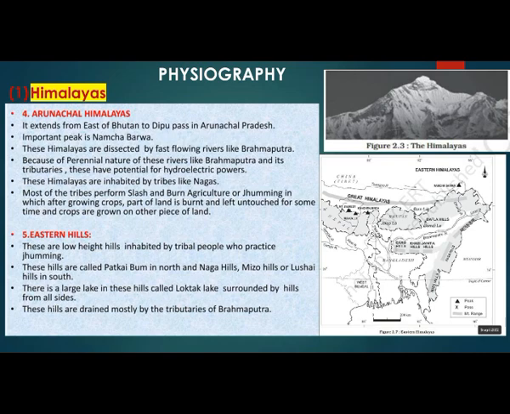These hills are called Patkai Bum in the north, Naga Hills, which is very clear in the map. It has been shown: Naga Hills and Mizo Hills or Lushai Hills in the south. There is a large lake in these hills called Loktak Lake, surrounded by hills from all sides. These hills are drained mostly by tributaries of the Brahmaputra.